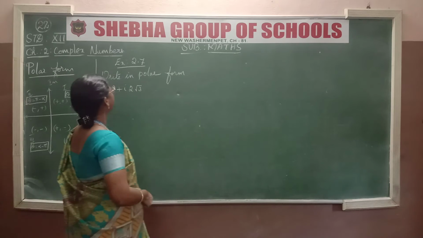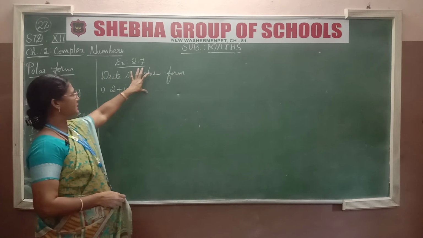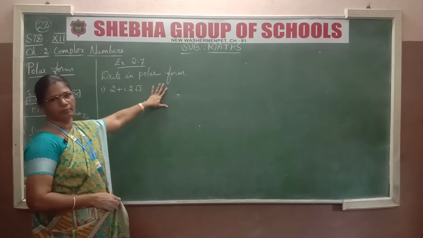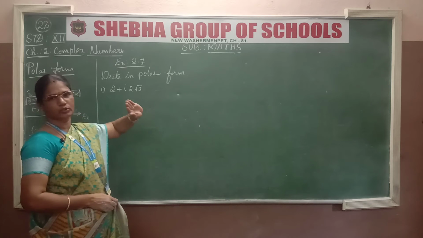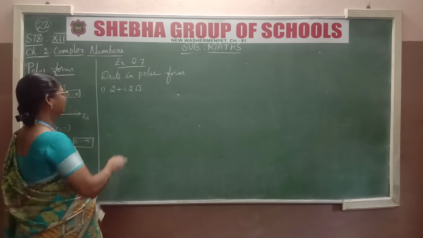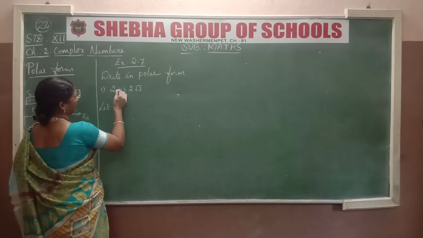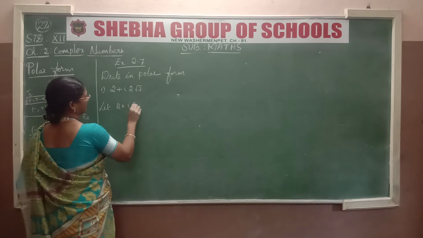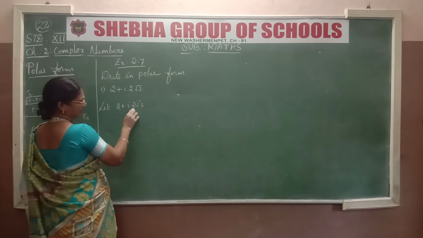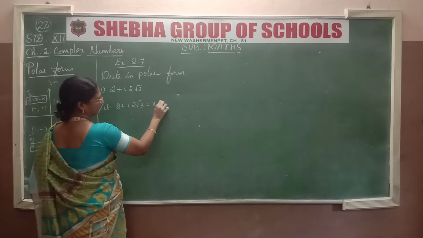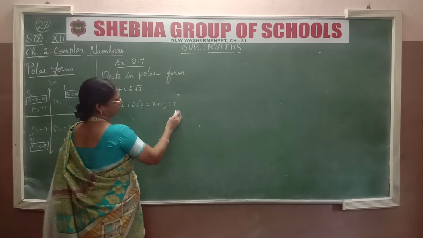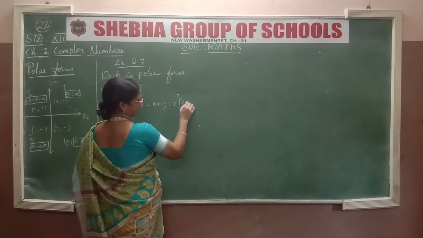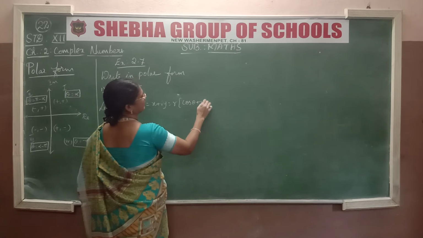And listen, the first sum in 2.7, write in polar form. Polar form is r into cos theta plus i sin theta. So, we write this as 2 plus i 2 root 3 equal to x plus iy, and the polar form is r into cos theta plus i sin theta.